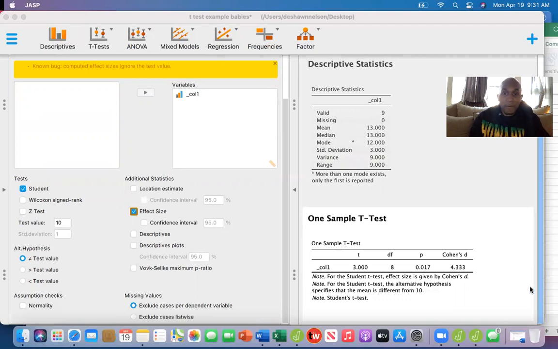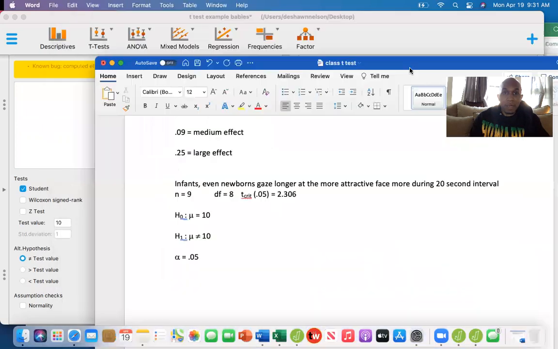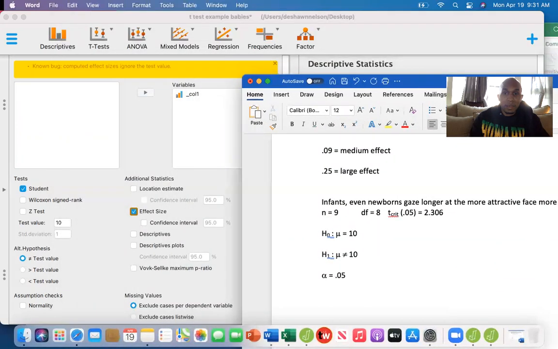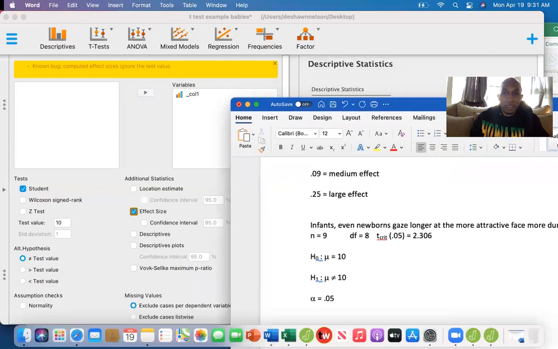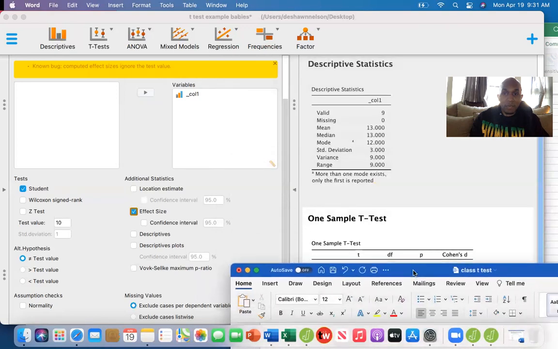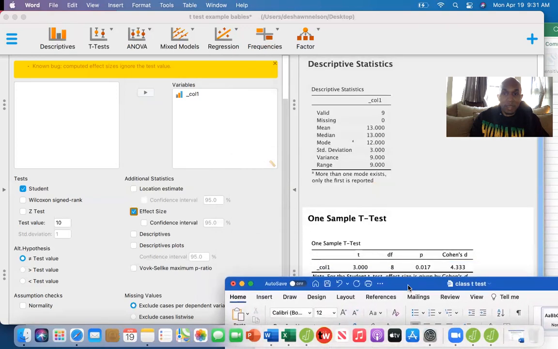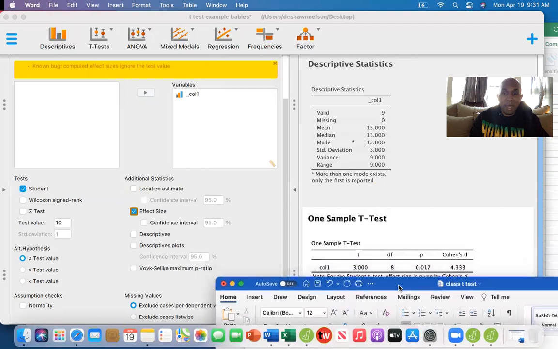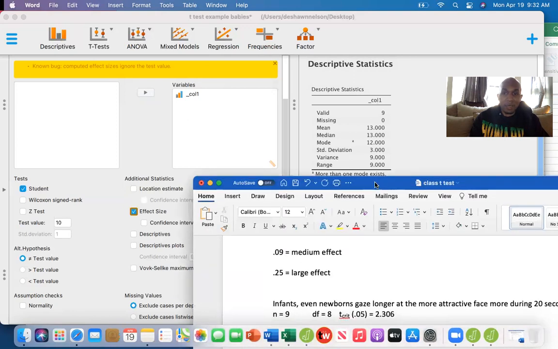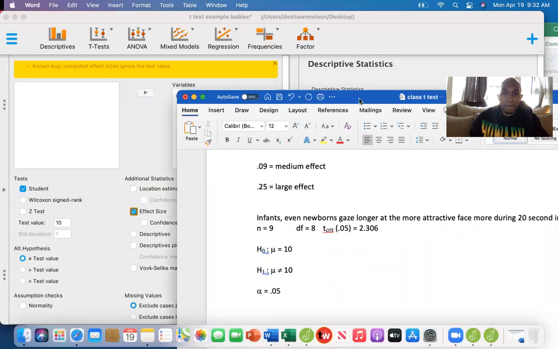All right, we can look back at our notes that we have. We have a critical T of 2.306. And we now have a T of 3. So we understand that that T is going to be significant. It's going to lie outside the 95% confidence interval.